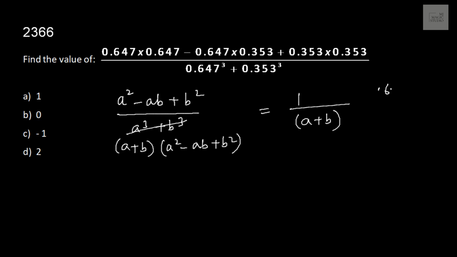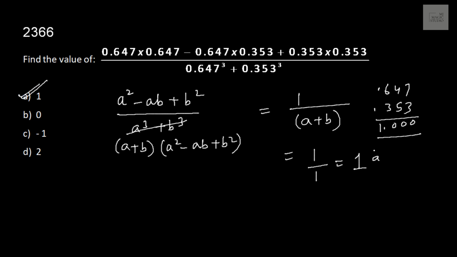Now A is 0.647 and B is 0.353. If we add up, we get 1. That means the final answer is 1 by 1. That is 1, and that features in option A.